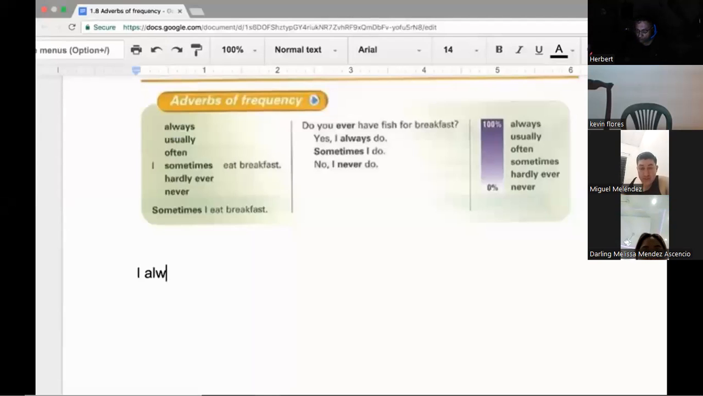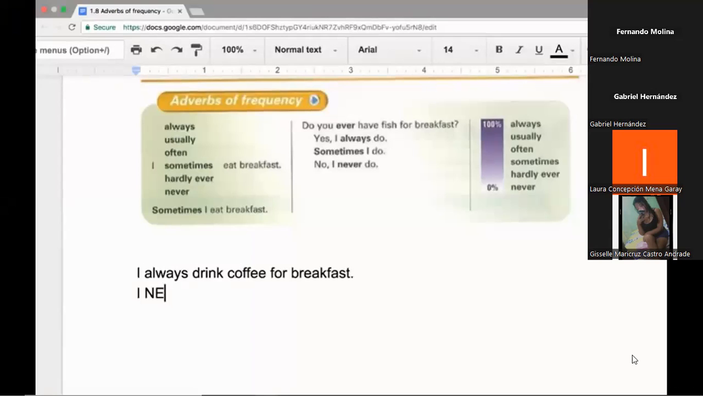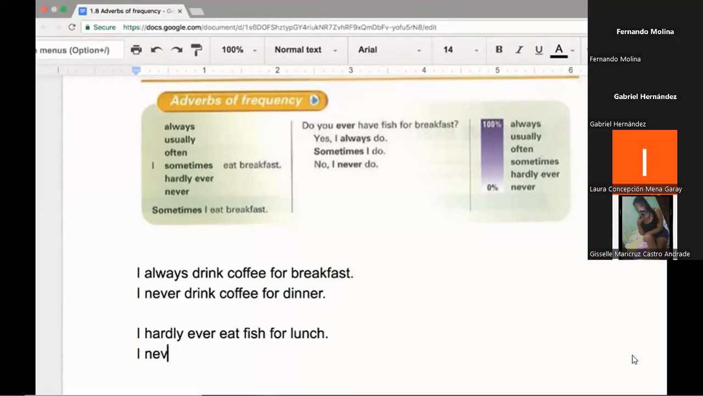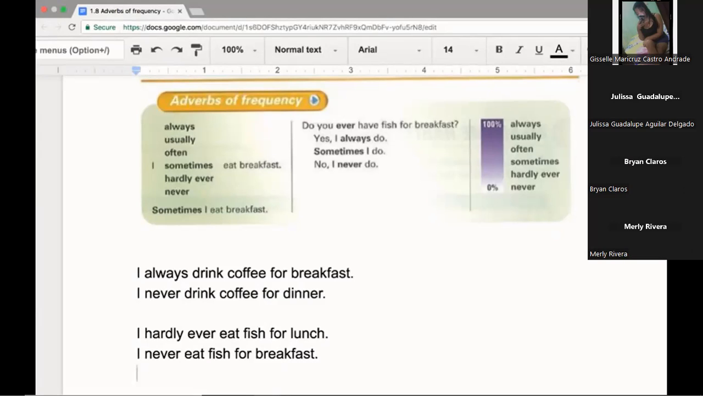Now is your time to practice by giving lots of examples of your own. I would like for you to think about food, particularly the type of food you eat for breakfast, lunch, and dinner, and express how often you eat this type of food. For example, I always drink coffee for breakfast. I never drink coffee for dinner. I hardly ever eat fish for lunch. I never eat fish for breakfast. After you finish this activity, please share your work in our discussion forums.